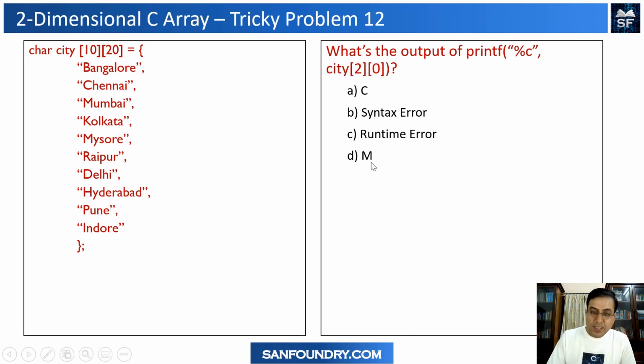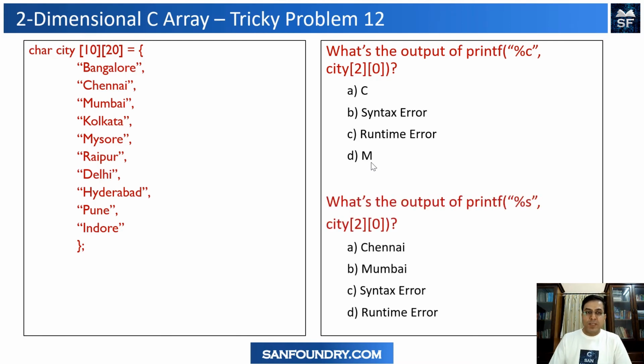Right? Let's take one more, the last one in the sequence. What's the output of the printf %s, city[2][0]? So same thing. Here I did a %c and %s. Is it Chennai or is it Mumbai? On that string %s. Is it syntax error or runtime error? Make a note of it.